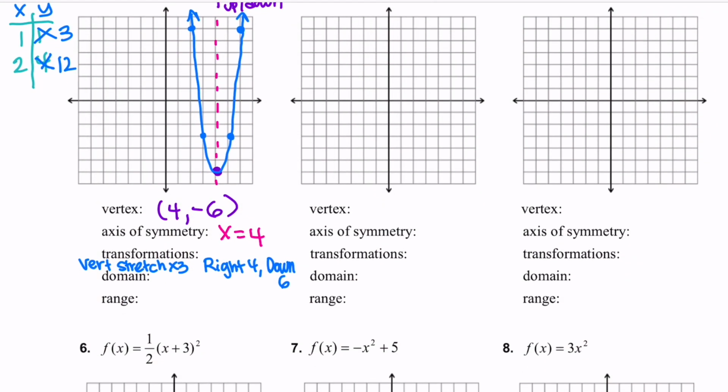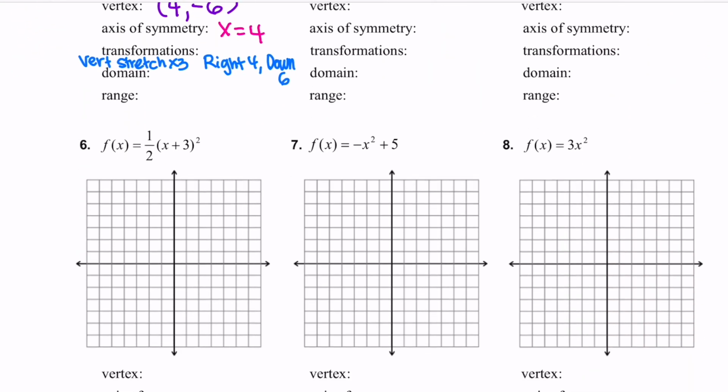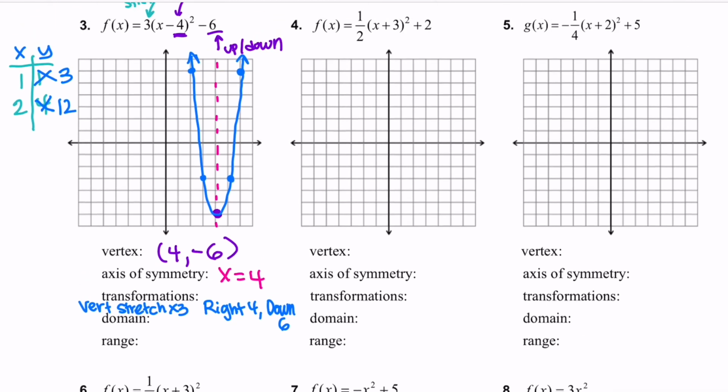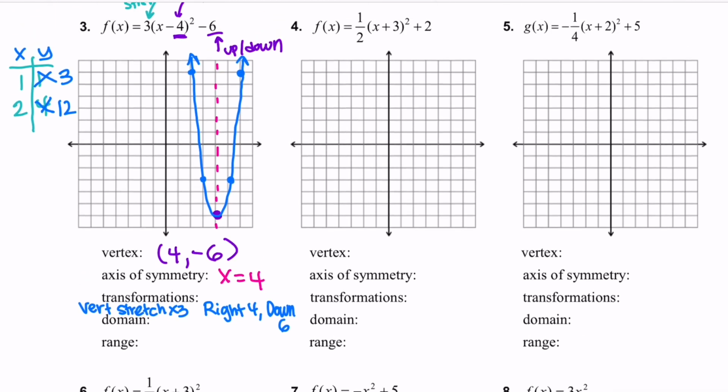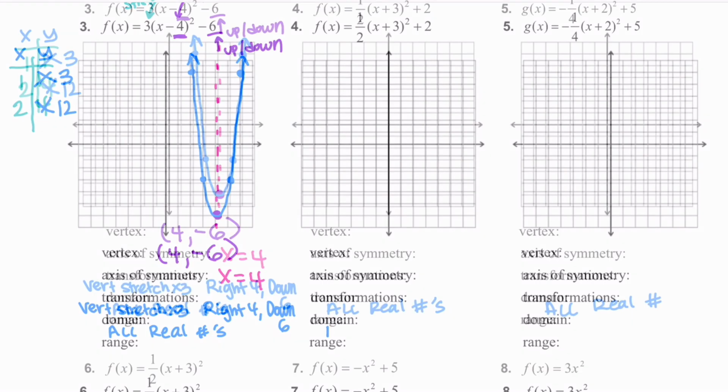Okay, domain has to do with what numbers we put in for our x's. For parabolas, they always go forever to the left, forever to the right. You can put any number in for x. So we're going to just always write all real numbers on all of the domains.